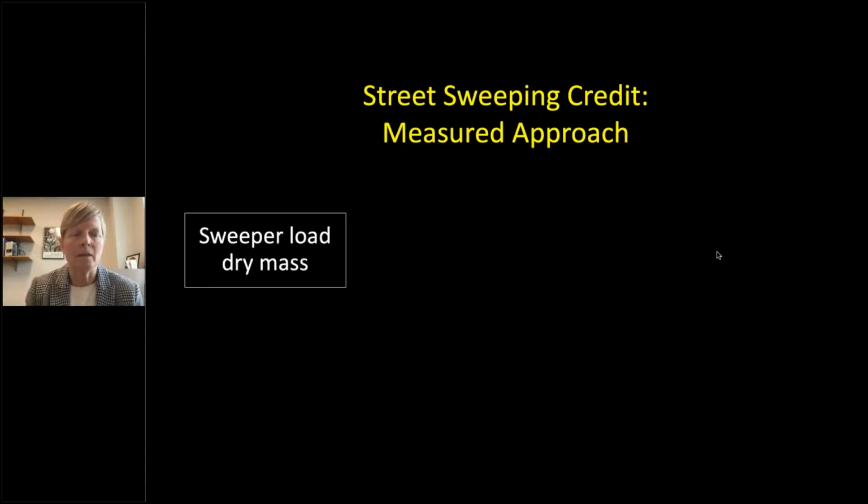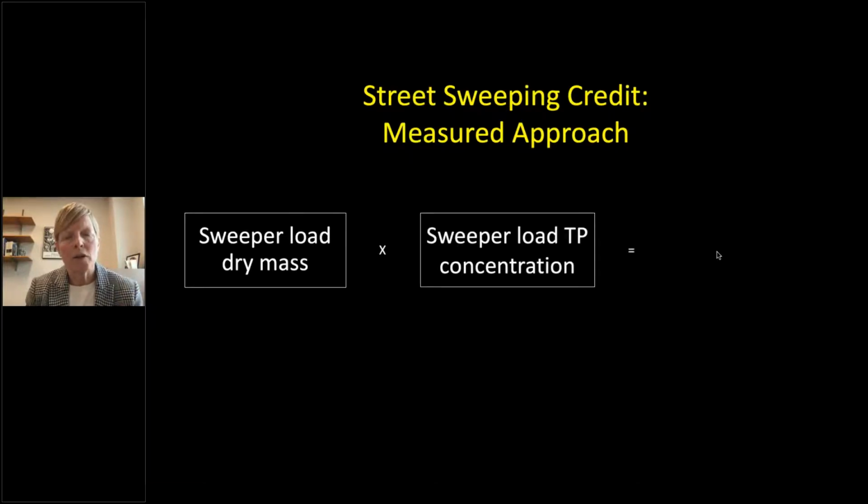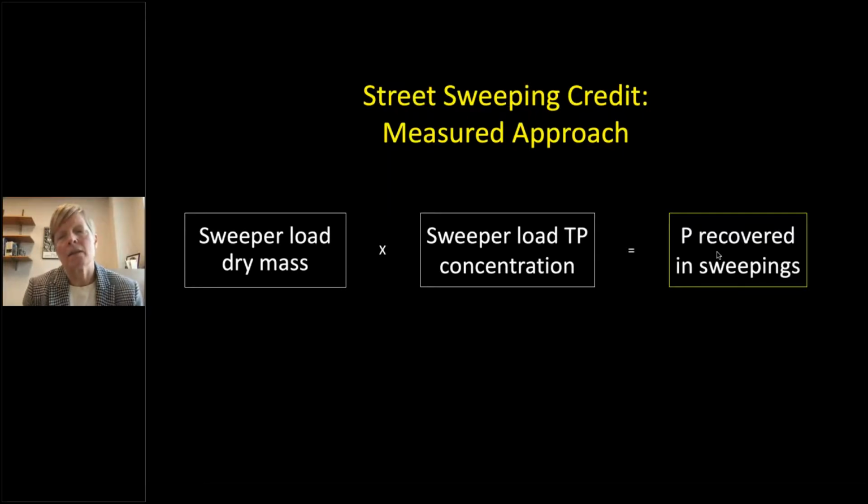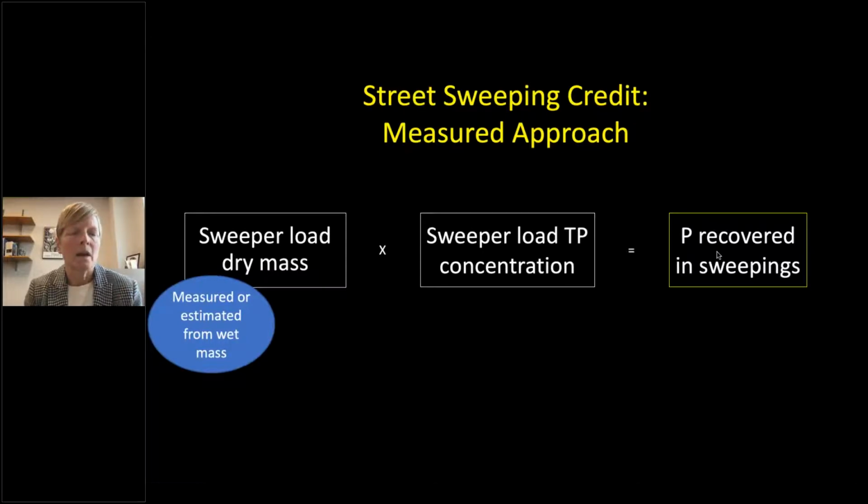This measurement approach basically recognizes that if you know the sweeper load mass and you know the concentration of phosphorus in the swept material, you can use that to calculate how much phosphorus is recovered in sweeping. And so in this crediting approach, permittees are able to either measure the sweeper load dry mass by measuring the wet load mass and getting some estimate of the moisture content, or just measuring the wet mass and using basically our data to assume a moisture content.